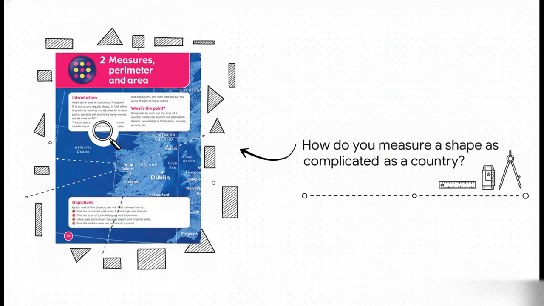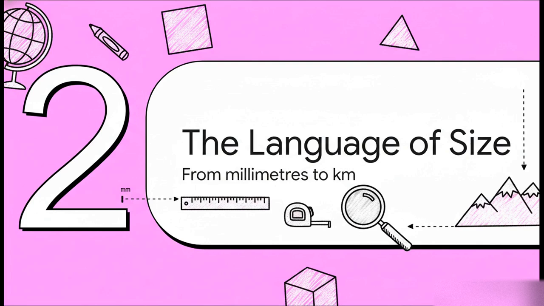Well, here's the secret. They break that huge, complicated shape down into thousands of smaller, much simpler shapes, things like triangles and rectangles. Basically, shapes we actually know how to measure. Okay, but to measure anything, doesn't matter if it's a country or a crayon, we need to be speaking the same language. We need units. So let's take a quick look at the basic vocabulary we use to describe the world's dimensions.